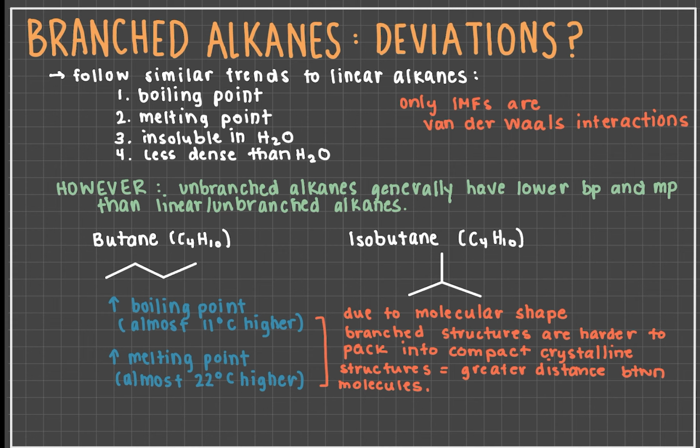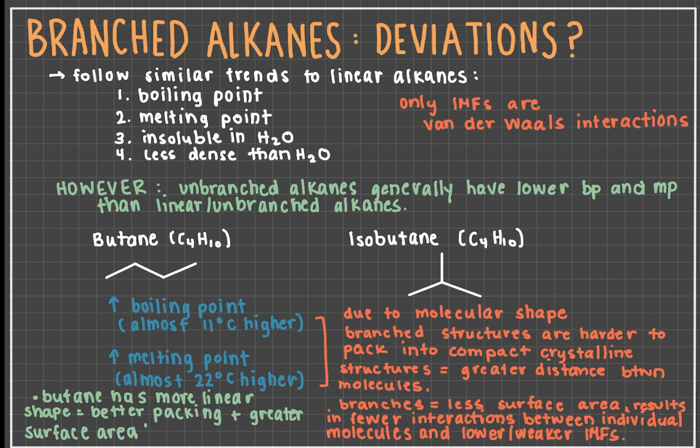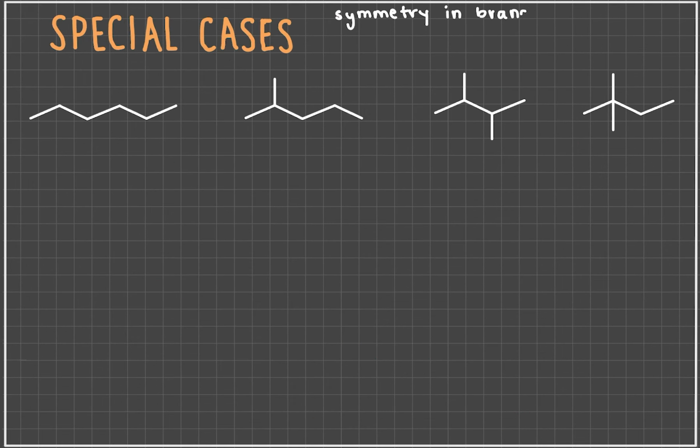or intermolecular forces. Since butane is a more linear molecule, in the solid state its molecules can pack closer together, leading to a greater amount of energy needed to separate them, shown as a higher melting point. Also due to its linear shape, butane has a greater surface area than isobutane, so butane's molecules are able to interact more with one another, increasing the van der Waals interactions between them. Some special cases can be observed, though.